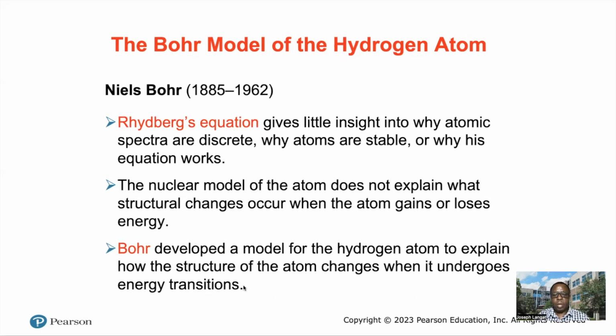Bohr developed a model for hydrogen. He did not propose a model for multi-electron systems. Multi-electron systems are those with more than one electron, such as helium, lithium, beryllium, and so forth. He was only focusing on hydrogen to explain how the structure of an atom changes when it undergoes an energy transition from a lower to a higher energy level.